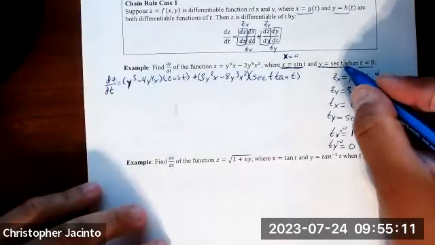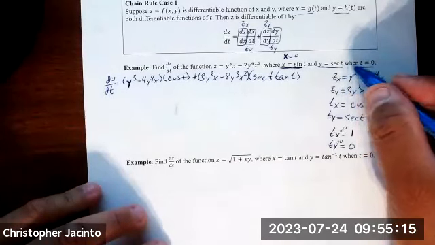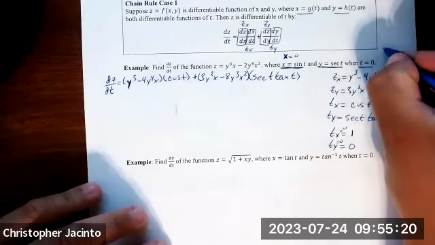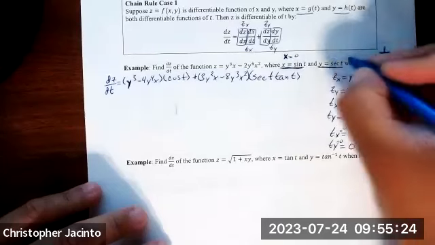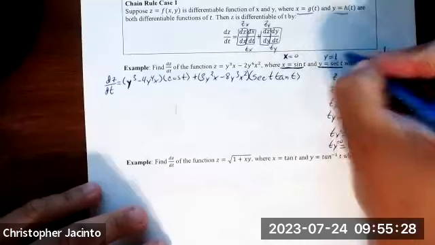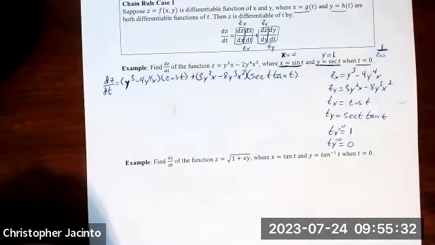If I plug in 0 for secant, what do we get there? Well, again, secant is 1 over cosine. So that's just going to be 1, right? Because cosine of 0 is 1, so 1 over 1 is just 1. Okay, so there we go.